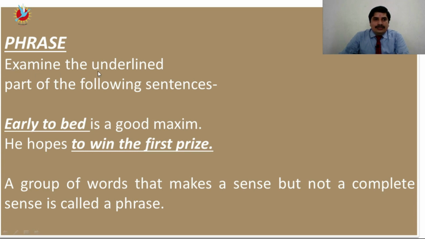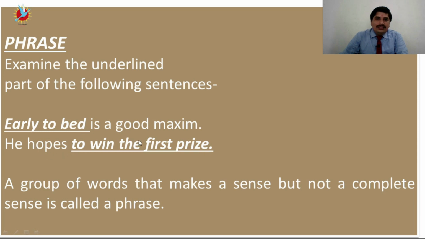Examine the underlined part of the following sentences. Early to bed is a good maxim. He hopes to win the first prize. So here you can see early to bed, it is a group of words. It makes a sense, but it does not make a complete sense because it doesn't have the subject, verb and predicate in it like a sentence.